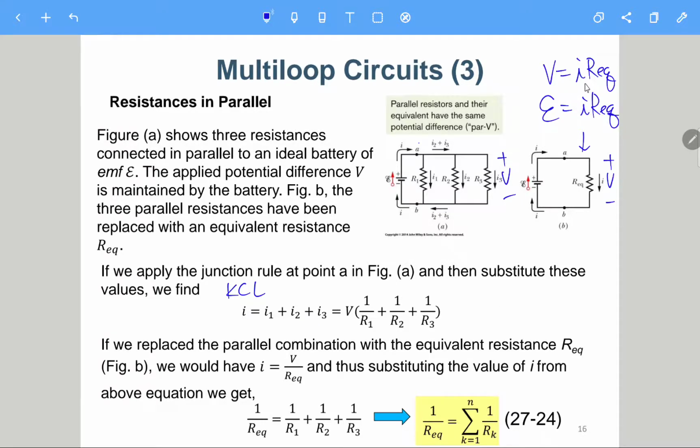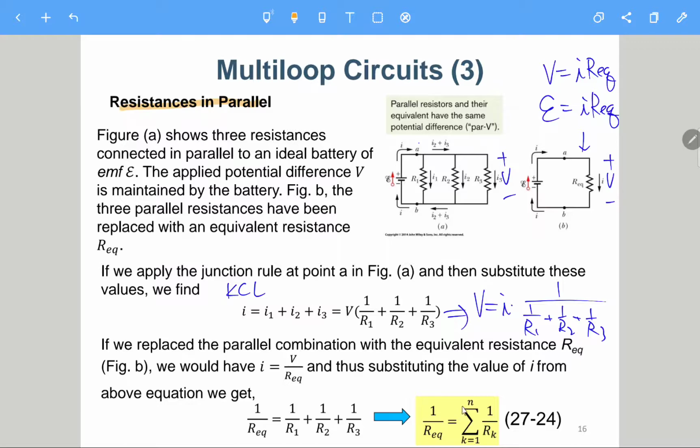Actually, we can slightly rearrange the terms so that we have V equals I times (1 over R1 plus 1 over R2 plus 1 over R3). In that case, we know that R EQ should be equal to this whole term, which means we can also write 1 over R EQ equals 1 over R1 plus 1 over R2 plus 1 over R3, which is the parallel resistance.